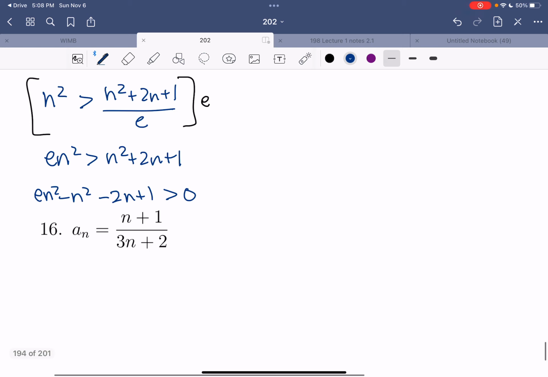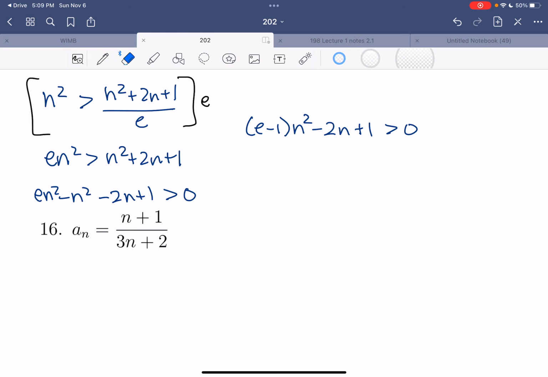So this is what I'm trying to show. And this is (e minus 1) n squared minus 2n minus 1 is greater than 0. Okay, so what we want to be able to show is that this is true. So it gets a little bit complicated showing that some of these are true. Now, why should this work? I also have a negative in the wrong spot. Let me fix that.